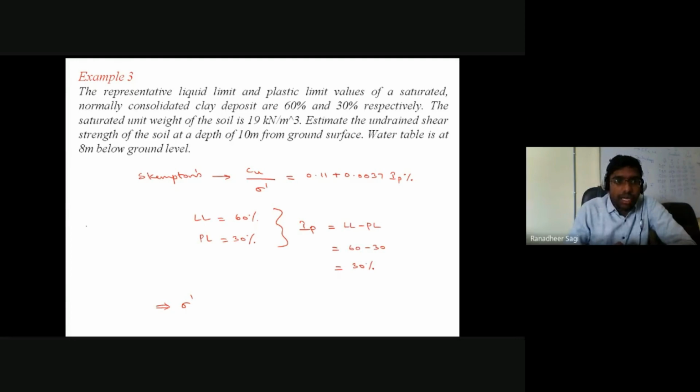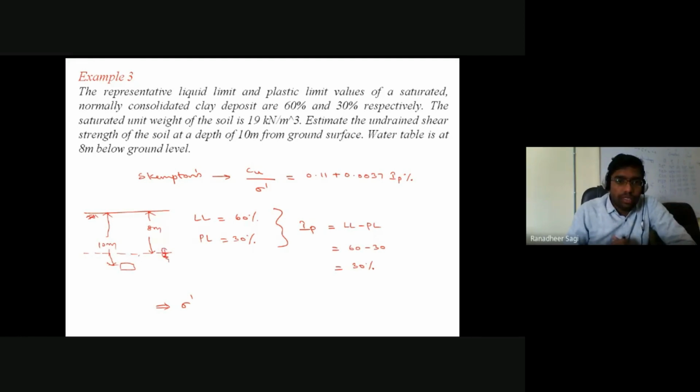So if I say this is my ground surface, that so-called soil sample you are trying to look at is at a depth of 10 meters from the ground surface. Okay, this is the 10 meters. And what is also given is the water table is at 8 meters below the ground surface. So at a depth of 8 meters, you have your position of the water table.